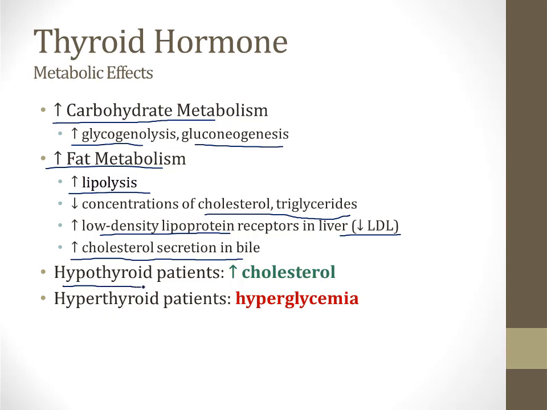So hypothyroidism is a classic cause of elevated cholesterol for these reasons right here. When you have a decreased amount of thyroid hormone, you have a slowing of fat metabolism and the cholesterol level will rise. In any patient who presents with hypercholesterolemia, one of the things you need to exclude is thyroid disease. In patients who are hyperthyroid, they often have hyperglycemia, and that's because carbohydrate metabolism is being sped up, there's more glycogen breakdown and more gluconeogenesis.